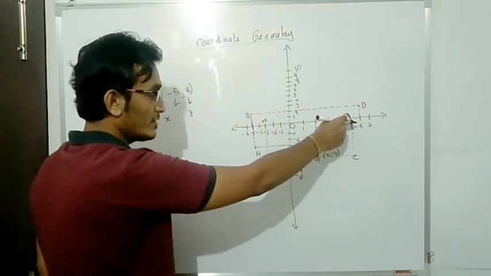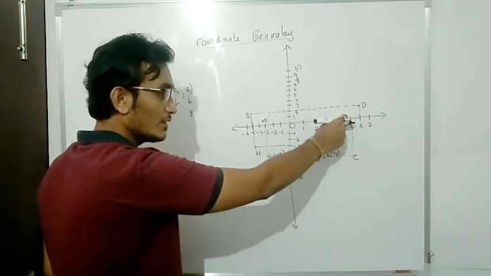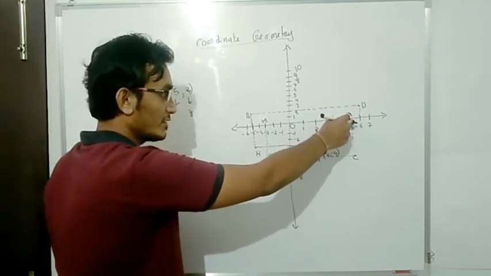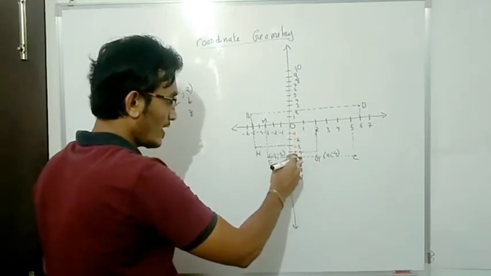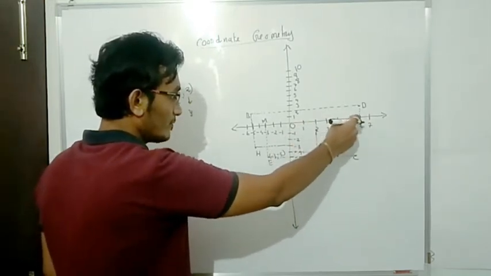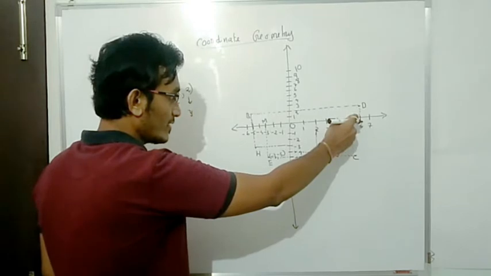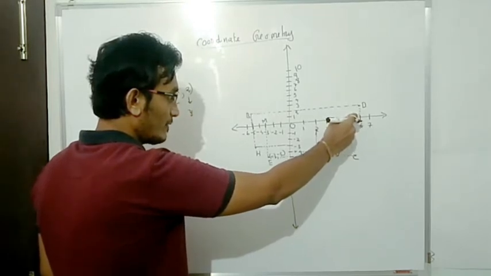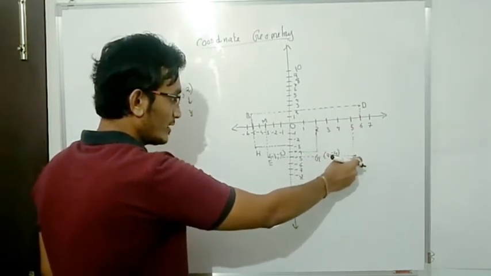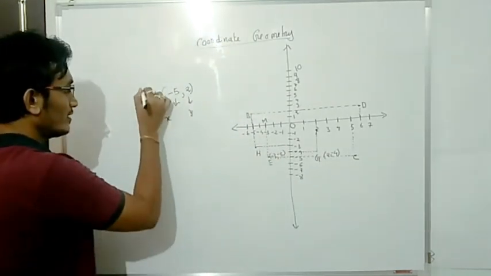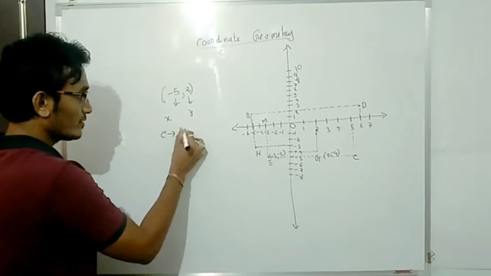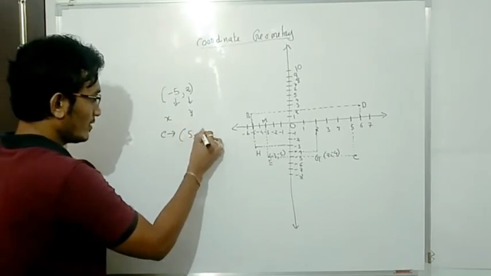After reaching the point, we have to move in the downward direction, that means in the negative y-axis. How many divisions do we need to move? 1, 2, 3, 4, 5. That means 5 in the positive x-axis, and then 5 in the negative y-axis to get the point C. So what is the coordinate? Coordinate of C is how much? It is 5 comma minus 5.